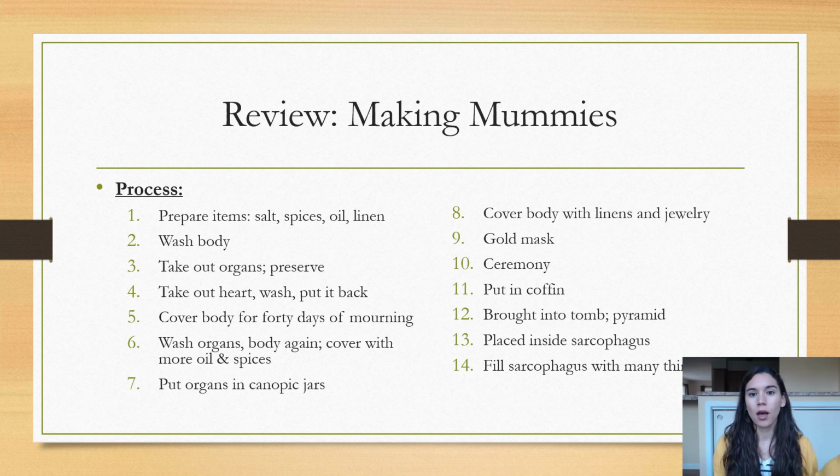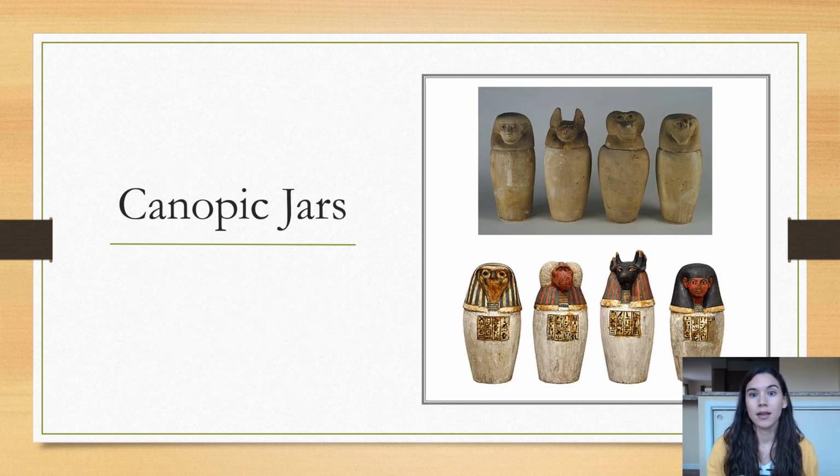and then they would put the organs in canopic jars. Then they would cover the body with linens and jewelry, put a gold mask on. They would have a whole ceremony, put it in the coffin, and then they would bring it to the tomb or pyramid or whatever it was. They would place it in a sarcophagus, which is the burial chamber, and then they would fill the sarcophagus with many things that they believed the pharaohs needed for their afterlife. Here's a picture of canopic jars.